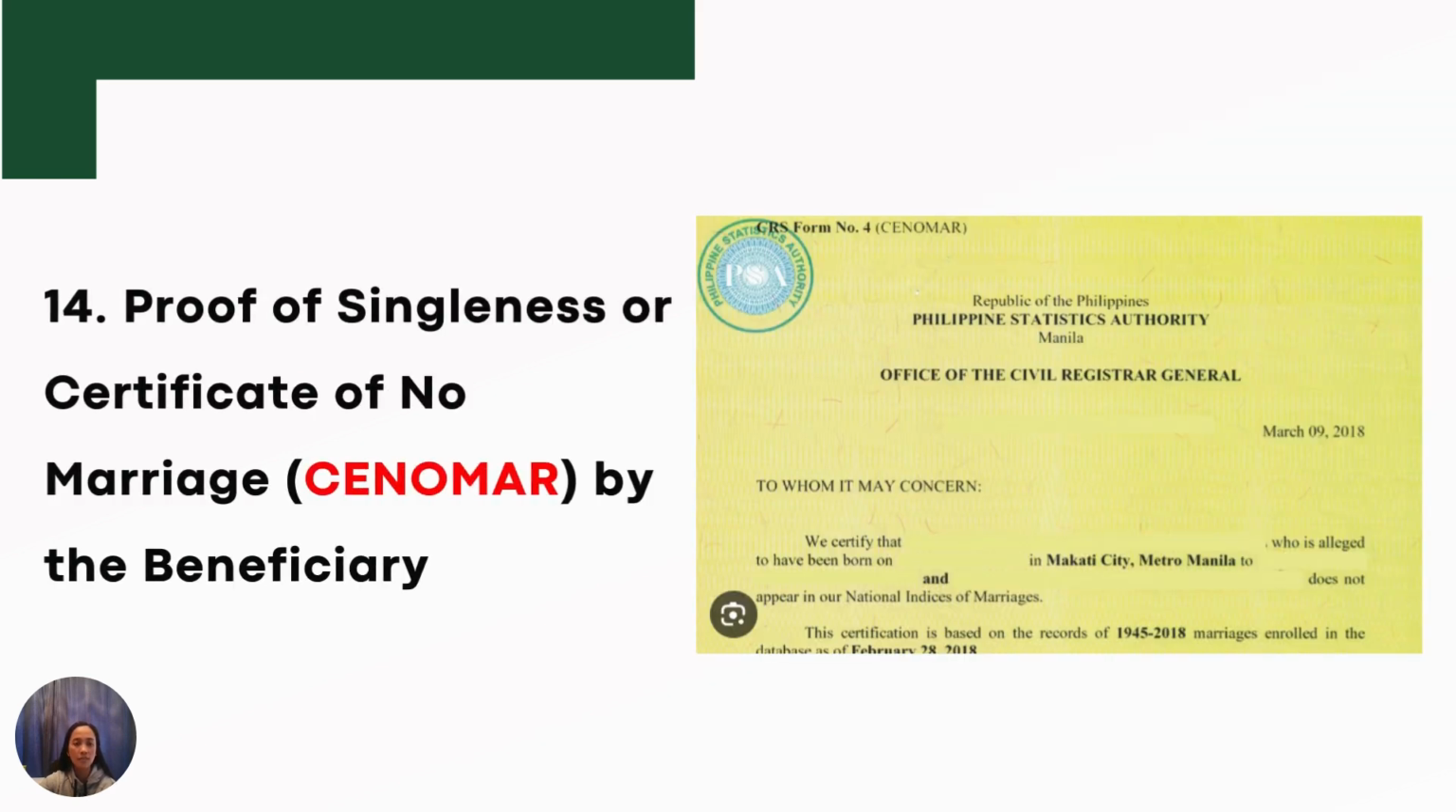Number 14 is proof of singleness, or what we call the SENOMAR in the Philippines, or the Certificate of No Marriage of the beneficiary. Please take note that this SENOMAR is only valid for 6 months. So make sure you time it when you request this, and it should still be valid when you submit your petition for the I-129F.